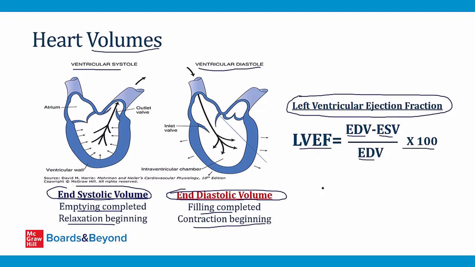So let's imagine that the end diastolic volume is 100. I'm just going to make some numbers up here. Let's imagine that the end systolic volume is 50. Then the left ventricular ejection fraction would be (100 minus 50) divided by 100. This would be 0.5. We'd multiply that by 100 to say that the left ventricular ejection fraction is 50%. And a normal left ventricular ejection fraction for a healthy heart is about 55 or 60%. The left ventricle never ejects all the blood inside the chamber. It can't do that. It ejects about 55 or 60%.